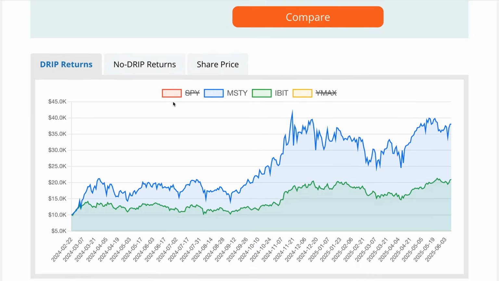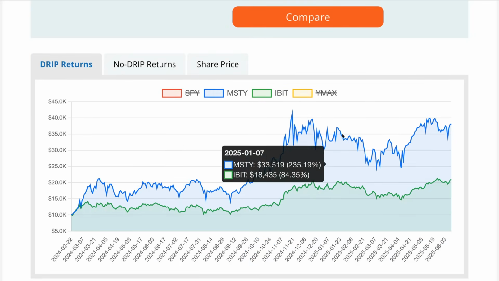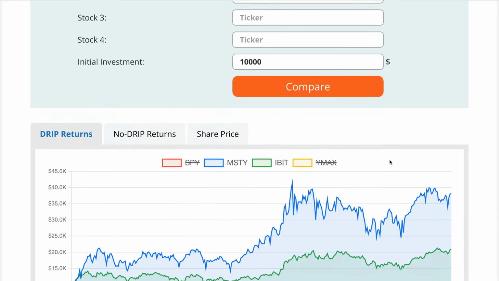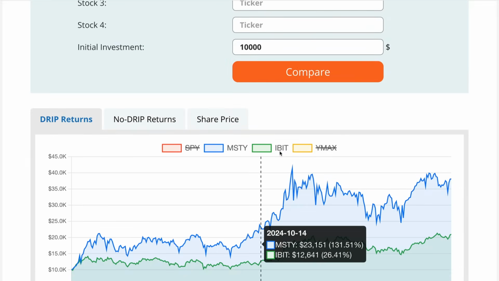And I already preloaded. Look at this: MSTY beat Bitcoin by 170% in total return since the inception of MSTY, because it came out a couple months after IBIT, which is a Bitcoin ETF. So wow, it outperformed it like crazy. And we also have here, very interesting.